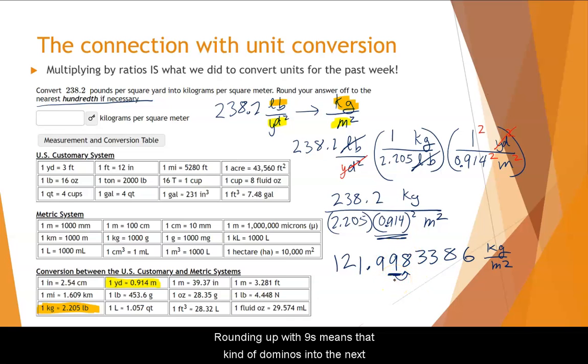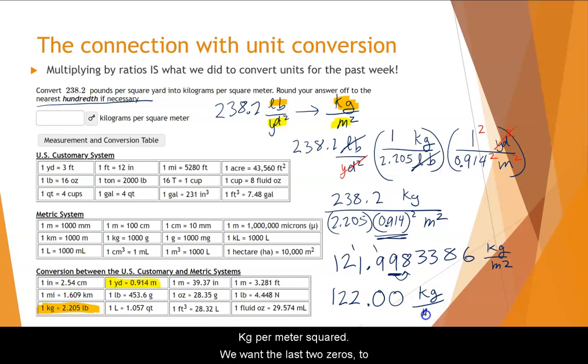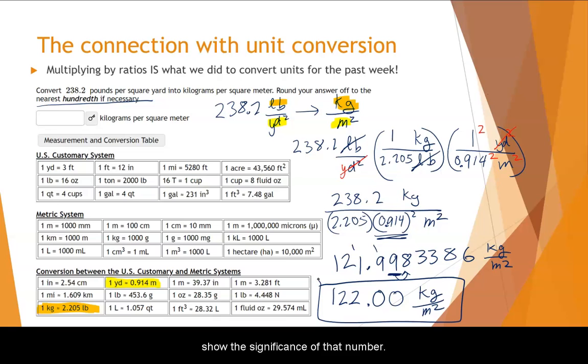Rounding up with 9s means that kind of dominoes into the next place value, and so that 9 at the end would turn into a 10, which looks like a 0 with a 1 in the next place. That was also a 9, so that would also turn into a 10, and it continues dominoing up until we end up with the answer 122.00 kilograms per meter squared. We want the last 2 zeros to show the significance of that number.